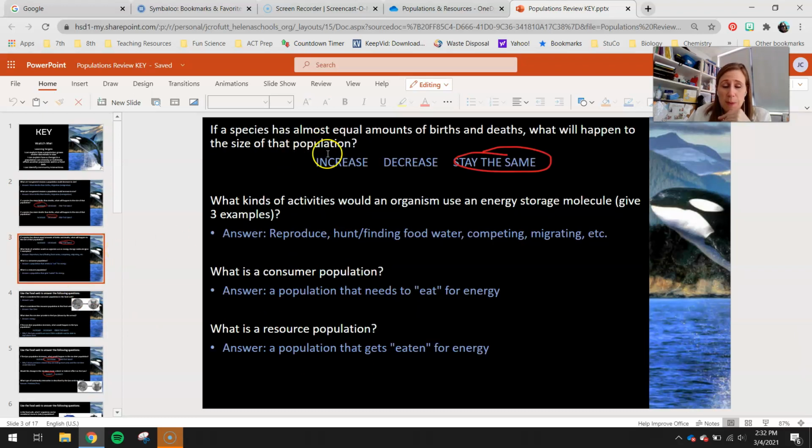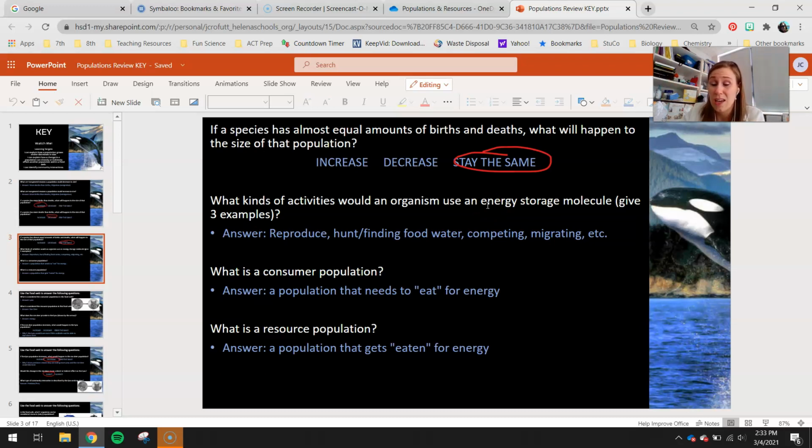Next slide. If a species has about equal births and deaths, then that population will be stable and stay the same. What kinds of activities would an organism use an energy storage molecule for? So, the biggest thing that we talked about in the Amplify units was reproduction. In order to reproduce, you've got to have an ample supply of energy storage molecules. Literally, you are growing another being, whether it's a bacteria or another human, and that takes a lot of energy.